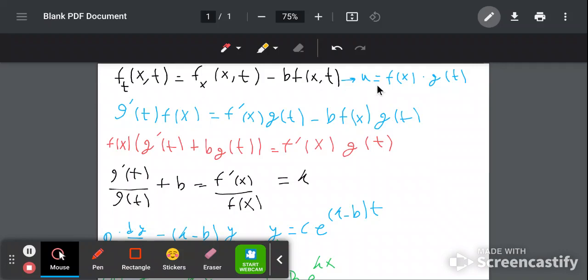So we take the partial derivative of f of x, which becomes f prime of x times g of t, which acts as a constant and doesn't change, and then we get minus b times the function f of x times g of t.